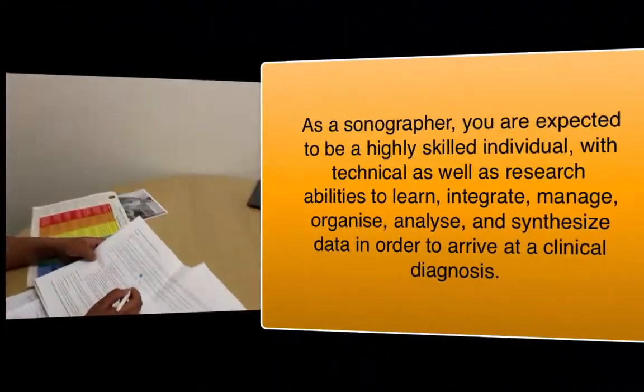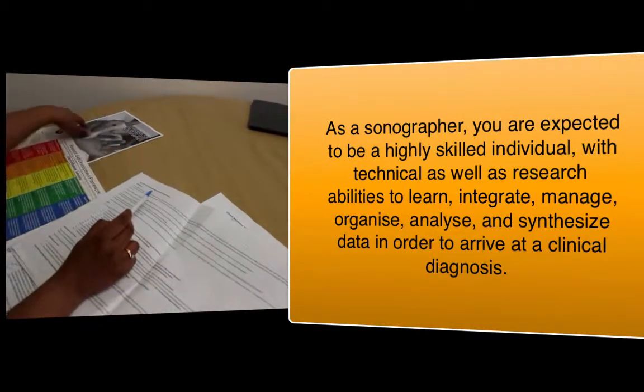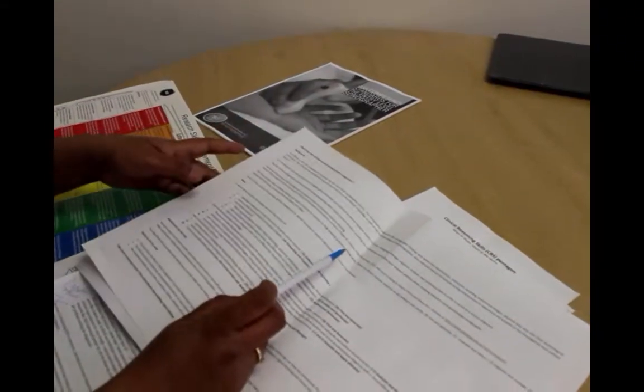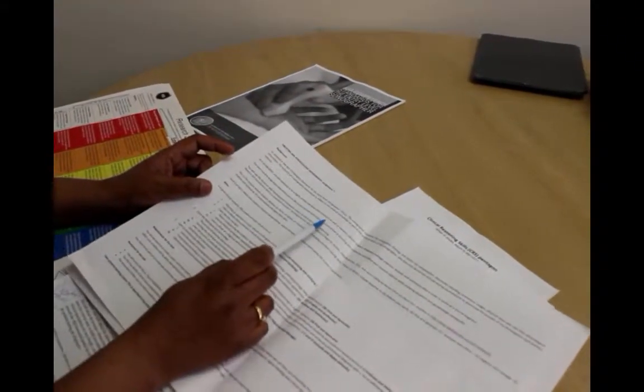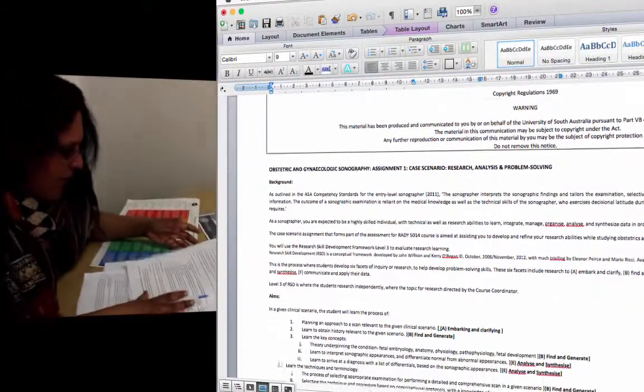So once I started populating this, it kind of gave me a bit of a guideline as to how my rubric would look. And also I needed to get buy-in from the students, because this is something new we are introducing to the program. So I wrote a bit of a background as to what a sonographer is expected to learn and do, and I quoted the competency standards as I showed you in this document here. And then I said, look, as a sonographer, you're expected to be a highly skilled individual and so on, with details of what attributes are expected from them.